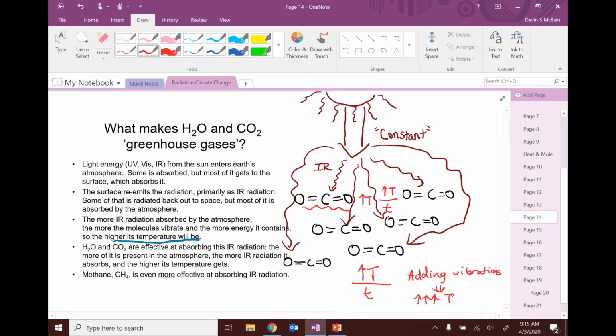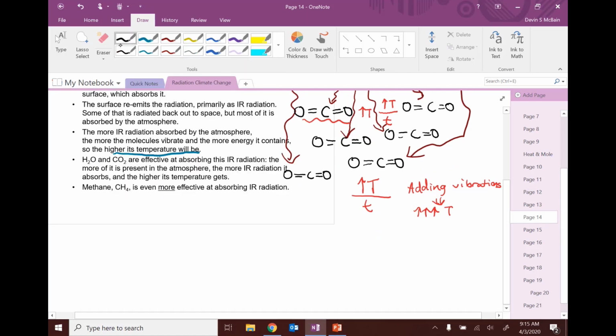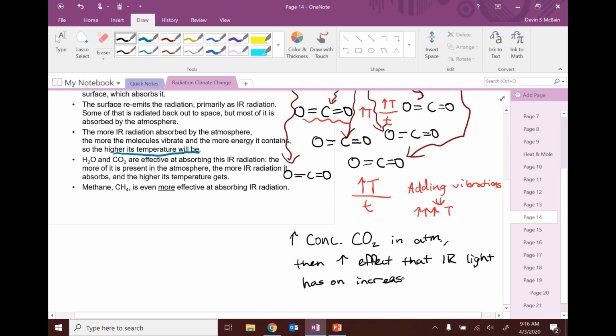And so that's the issue with global warming, is that if you are increasing how many carbon dioxides are in the atmosphere, then you're going to be increasing the rate at which the same amount of IR light from the sun has an effect on the temperature of the atmosphere. That's the deal, okay? So why don't we make one more summary of that fact? If you increase how much carbon dioxide is in the atmosphere, then you increase the effect that the same amount of IR light has on increasing the temperature. Okay, so that's the mechanism.